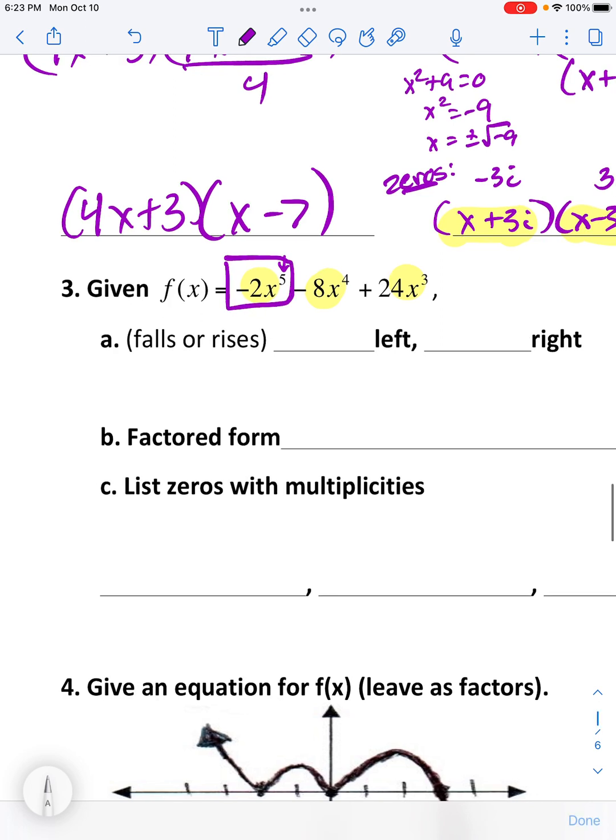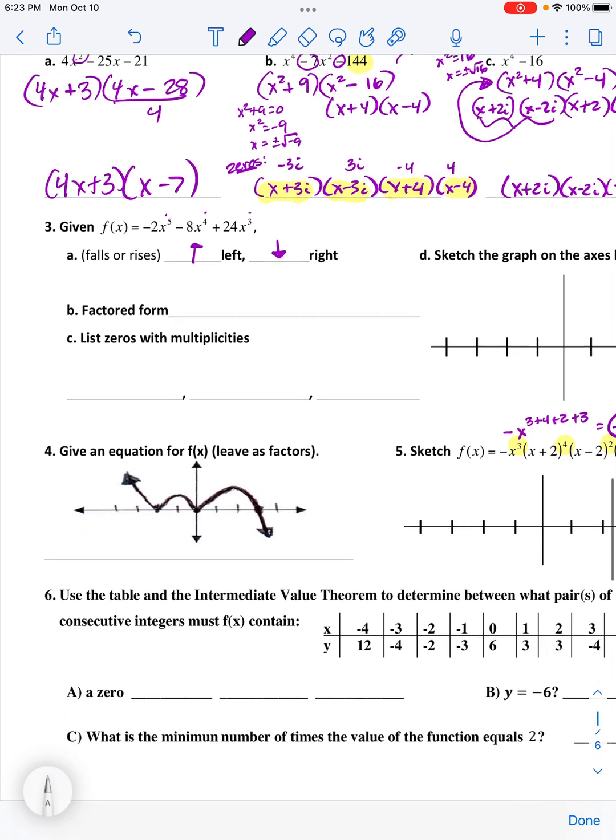So since it's a -2 coefficient in the lead, the right is going to go down and the left is going to do the opposite because my power or degree is odd. Make sure that it's in standard form, meaning highest to lowest power. So this one goes 5, 4, 3. So I'm looking for the highest power when it comes to graphing and thinking about end behavior.